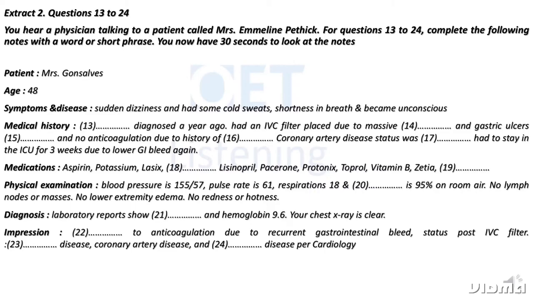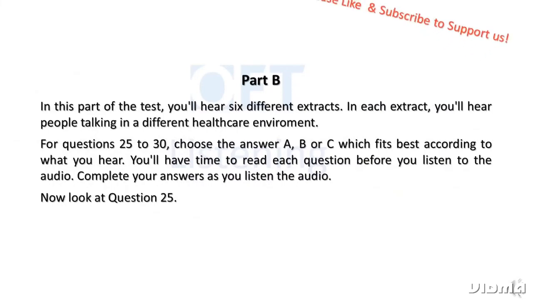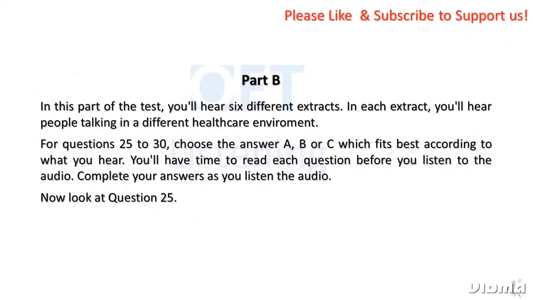That is the end of Part A. Now look at Part B. Part B. In this part of the test, you will hear 6 different extracts. In each extract, you'll hear people talking in a different healthcare environment. For questions 25 to 30, choose the answer A, B, or C, which best fits according to what you hear. You will have time to read each question before you listen to the audio. Complete the answers as you listen to the audio. Now look at question 25.